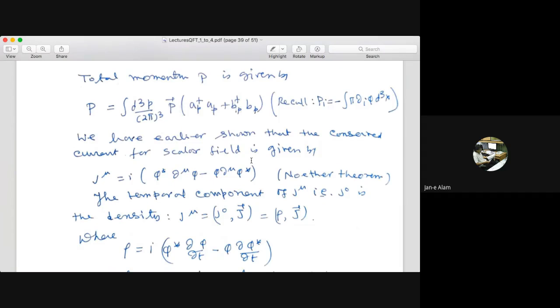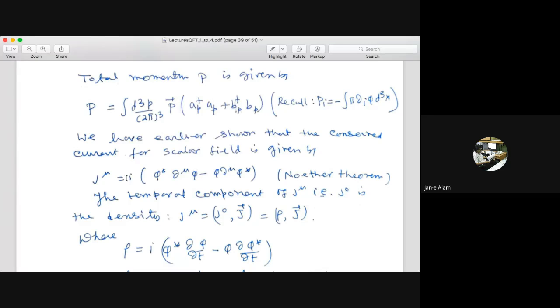Now we have earlier also shown that the conserved current for the scalar field is J mu equal to I into phi star del mu phi minus phi del mu phi star. This is the Noether current, and yesterday or maybe the day before I derived this expression. Now you all know that this J mu is a 4-vector, right? Its temporal component is the density, and the spatial component is the current density J. So J mu is also a Lorentz 4-vector. This is rho and this is J, right? Temporal component and the spatial component.